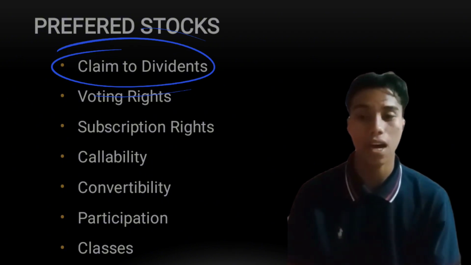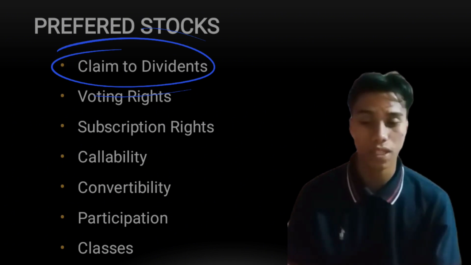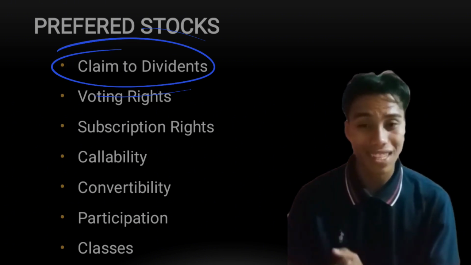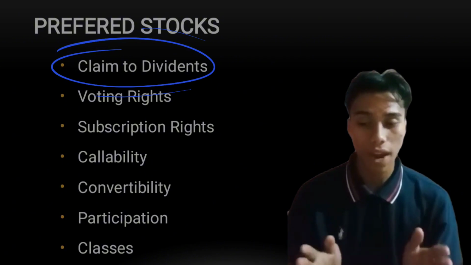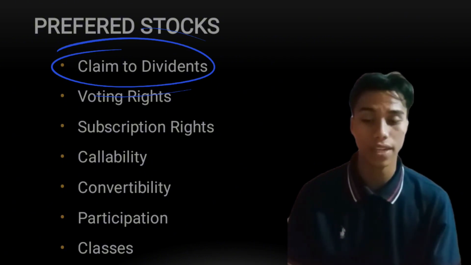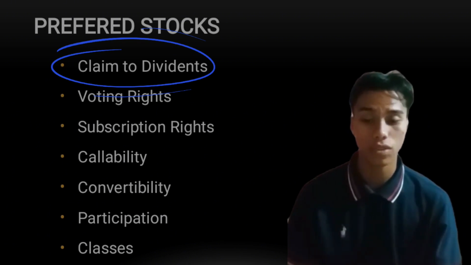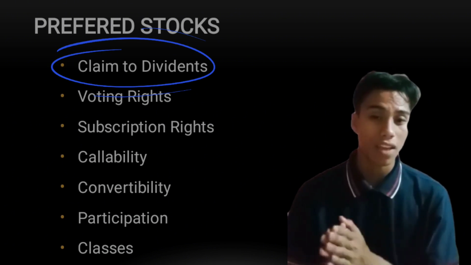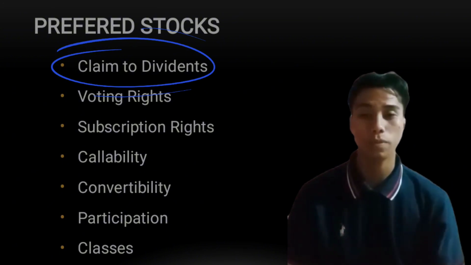The next is the non-cumulative. So the non-cumulative is a type of preferred stock that does not entitle investors to reap any missed dividends. And also, if the company does not pay dividends in any given year, the preferred stockholders have no rights to unpaid dividends. It means that there are no dividends in arrears. They are never going to be paid.